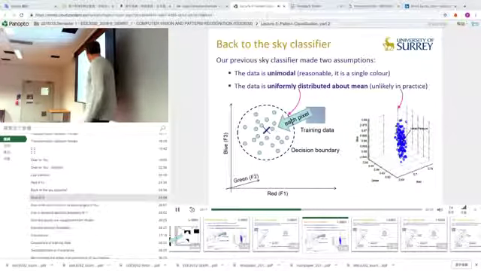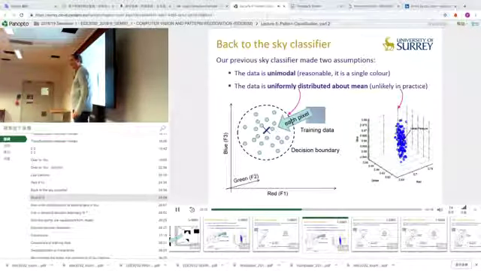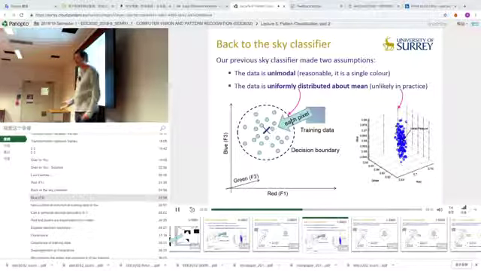Now, implicitly, that means that we were defining a decision boundary at that threshold value. So if we were thresholding at 0.2, which I think was one of the examples I gave yesterday, then basically we've got a sphere of radius 0.2 centered on that mean, which defines our decision boundary. Everything outside it was not sky, everything inside it was sky.